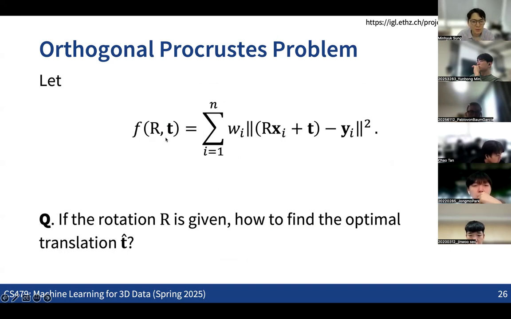So let's think about that. Now we assume that the rotation is given. So we only basically find the optimal translation t for the given function here. So how can you find the optimal translation t, while we assume that the rotation is given? When the rotation is given and we only find the translation, this problem becomes quite easy. So you can try this, okay? So let's quickly just try this for 3 minutes.